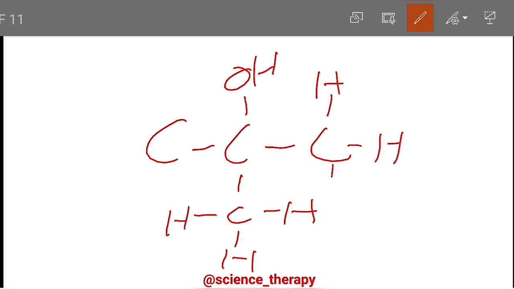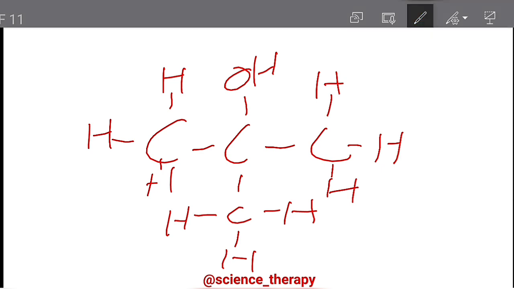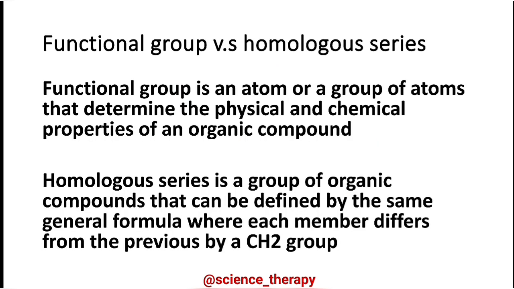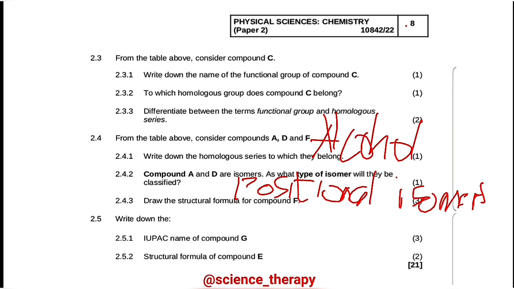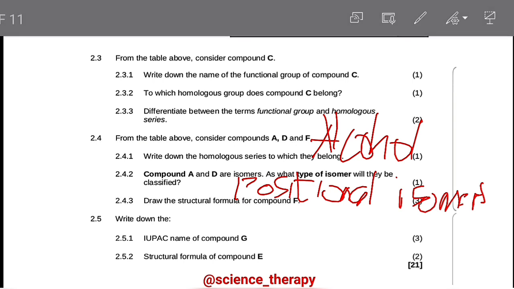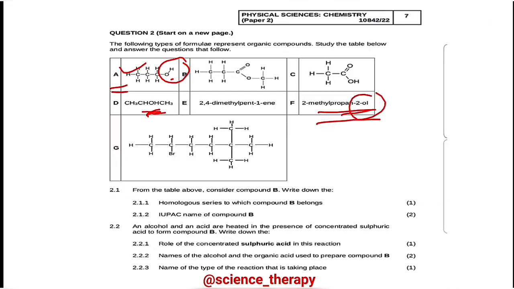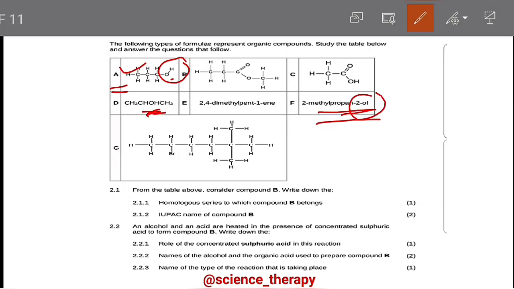That's how it goes. So that's 2-methyl-propan-2-ol. That's your structural formula. Now let's go. Then 2.5 says write down 2.5.1 the IUPAC name of compound G. Let's see compound G, 3 marks.